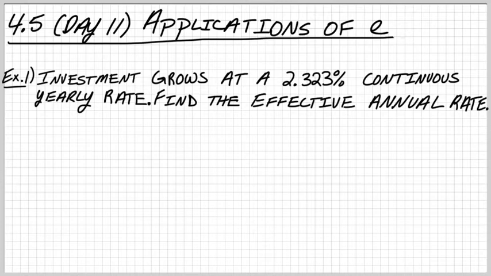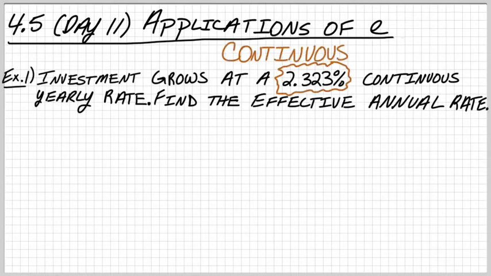Well, this 2.323%, when we write this as a decimal, is going to go in the exponent for our continuously compounded interest formula. Another name for that is just the continuous growth rate. So that'll be in the exponent. It'll be e to that power times t. We are interested in finding the effective annual rate, so we're going to be able to calculate that.